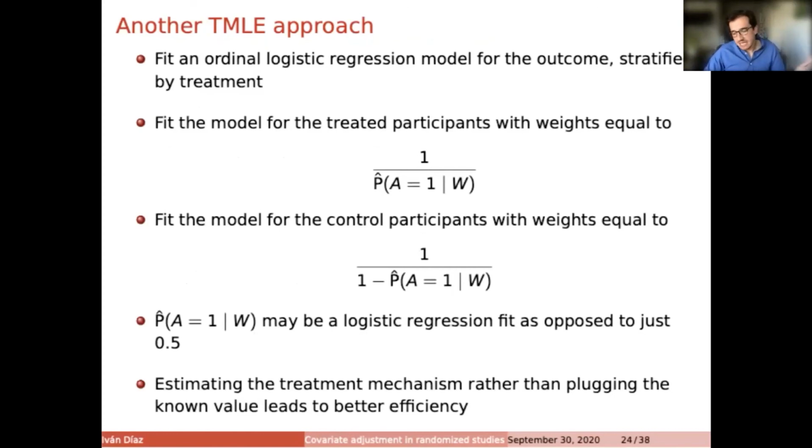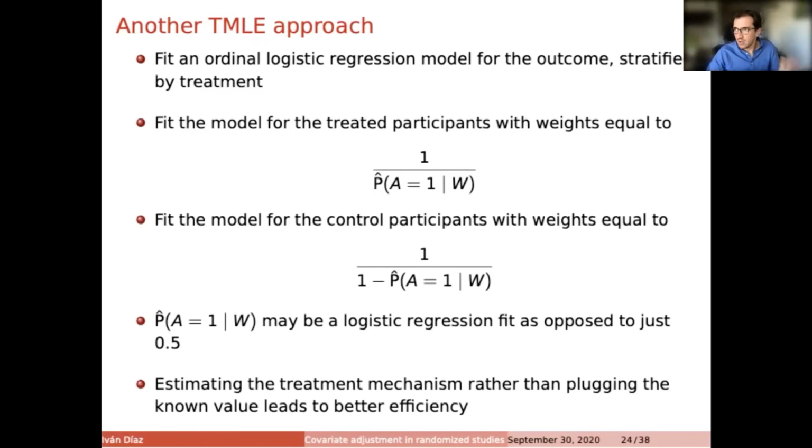So as I was explaining below, another TMLE approach, going one step beyond in improving the estimation procedure, would be to first, of course, do the same stratification, fit an ordinal logistic regression model separately for the outcome for the treated and separately for the controls. But now you can fit a weighted ordinal logistic regression model, right? And you can use weights.